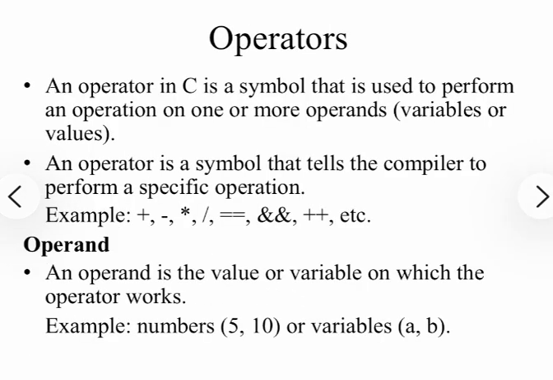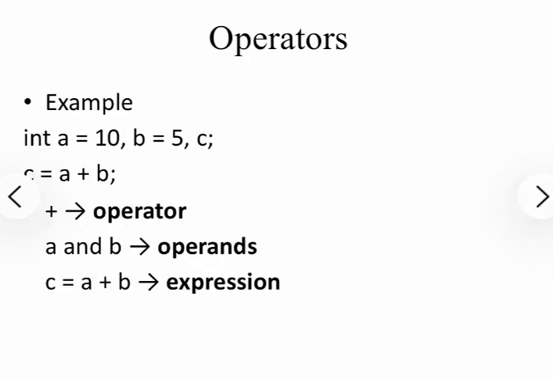Operators are used for specifying operations. There are multiple types of operators. Operators and operands: an operator is a symbol, and operands refer to the variables we are giving. The operator refers to the mathematical work we are going to do. Example: int a is equal to 10, b is equal to 5, c is equal to a plus b. In int a is equal to 10, we give the input for a and b.